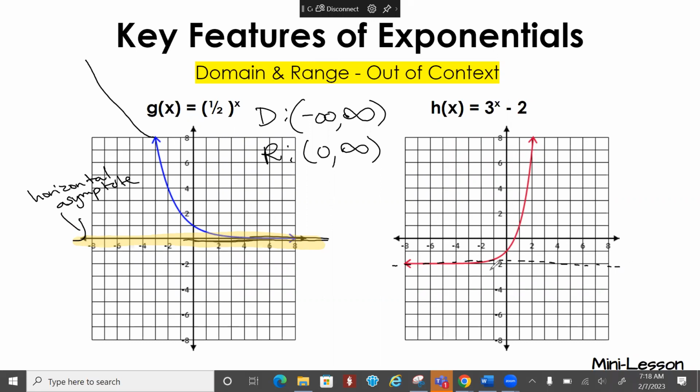What's the number that would be the horizontal asymptote over here? -2, right? Okay, look at our equation. Where is that -2? It's this number that's out here. Remember over here, there's nothing written out here. That was 0. This one's -2. So whatever that number is at the end, that is your horizontal asymptote.